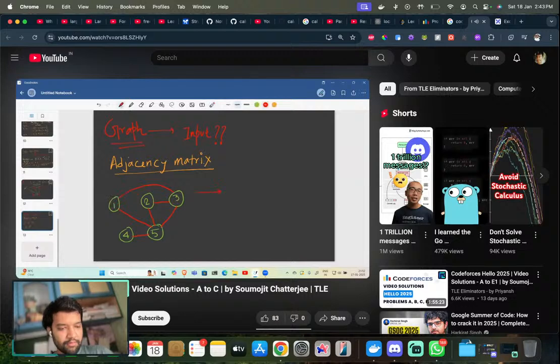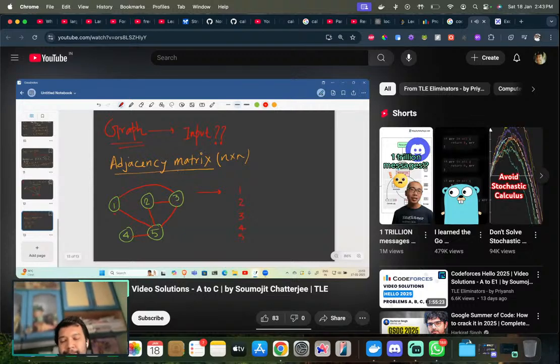Suppose the question setter wants to give this graph as input, let me show you how he will give it. He will give it in the form of an n cross n matrix. In the first row of the matrix, he will look at 1. So let me draw the matrix. Basically this matrix has 5 rows, 1, 2, 3, 4, 5, and also 5 columns.